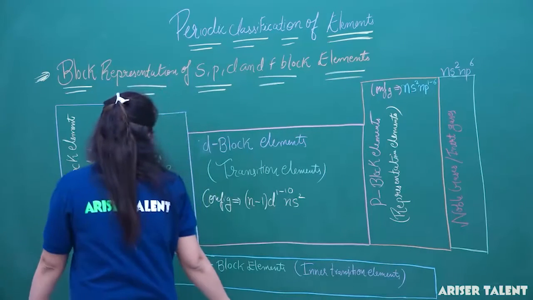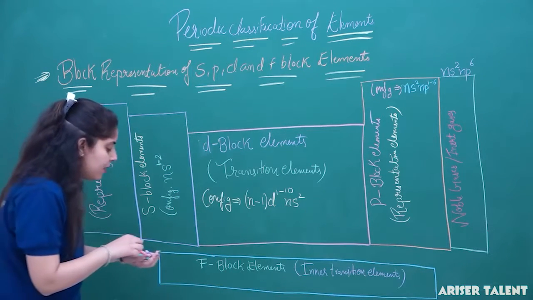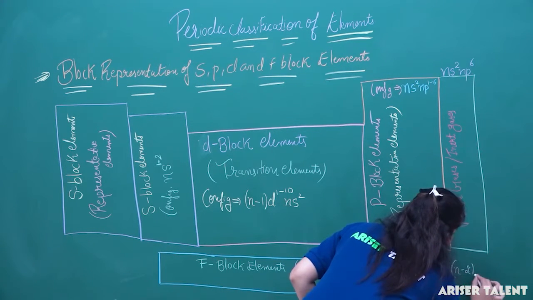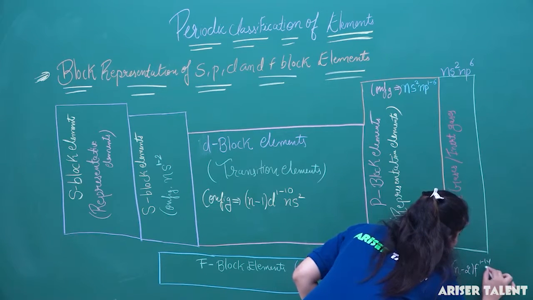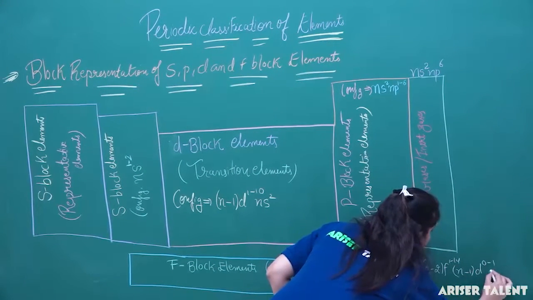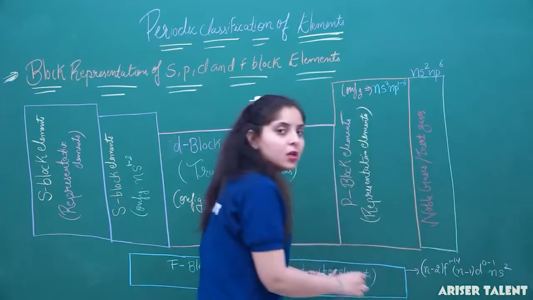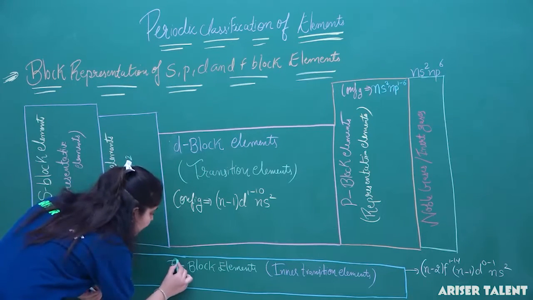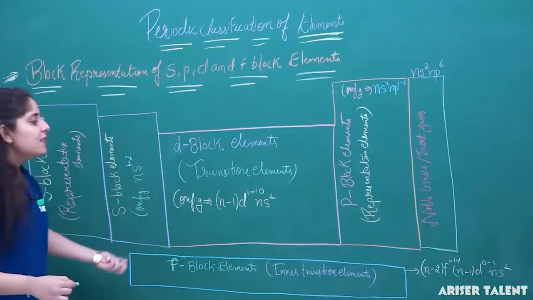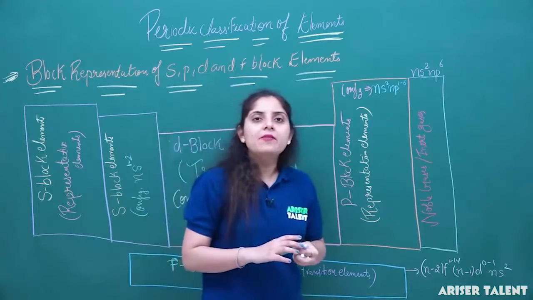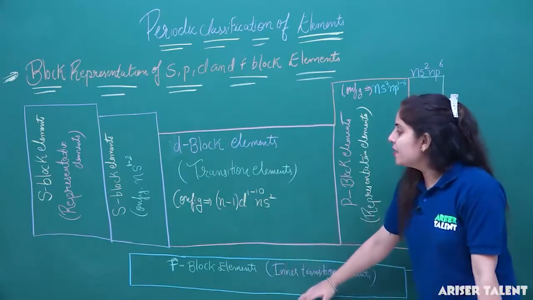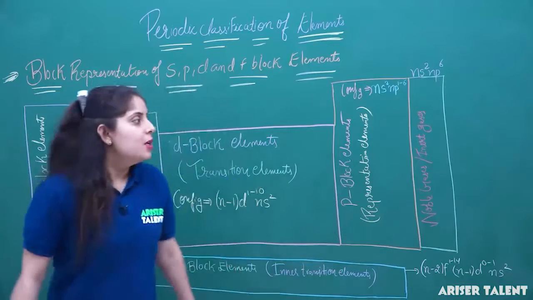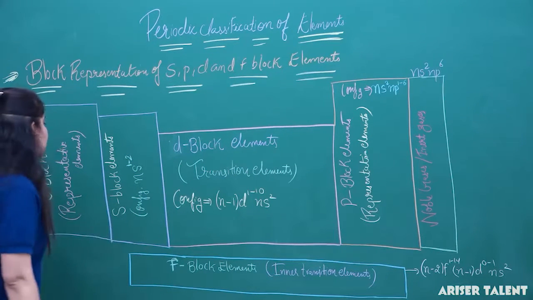Now, in these inner transition elements, we have a general electronic configuration, and the general electronic configuration for F block elements will be (n-2)f1 to 14, (n-1)d0 to 1, and ns2. So, this will be the general electronic configuration for F block elements. You can see that this is the block representation for all the SPDF elements we have discussed here. So, it might be easier for you to learn the periodic table in this block format. You can copy this block format from here, so we can deal with other topics in this system.